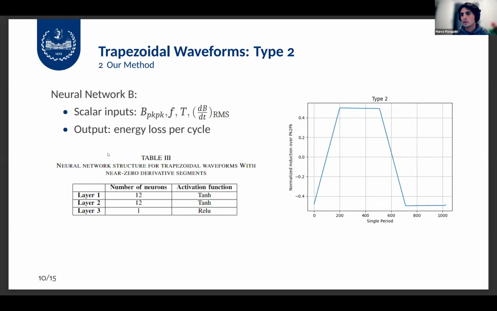And comparing it to the first neural network, it hasn't got the duty cycle. It has the RMS value for the derivative. And then again, energy loss per cycle as the output. And this is the structure of the neural network.